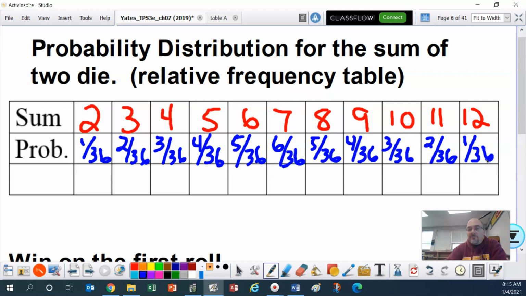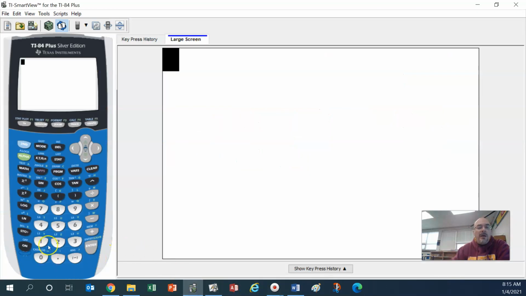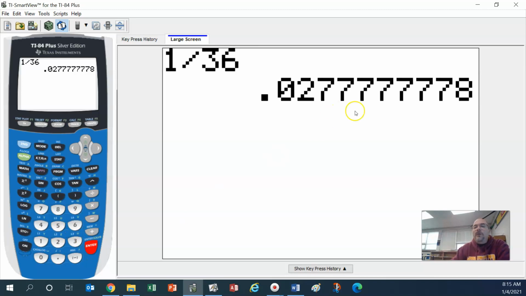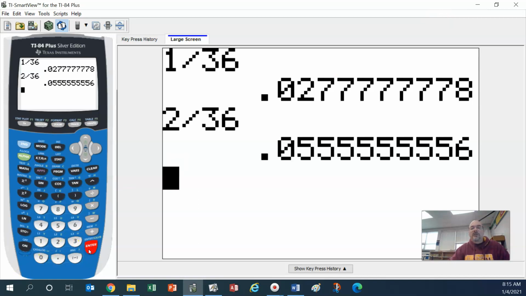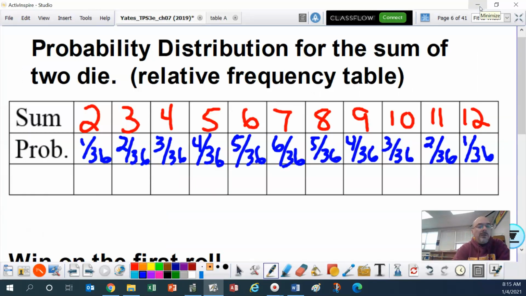Okay, now that's the fraction form. That's the relative frequency. Now the decimals are a little bit lengthy here. So if I take 1 and divide it by 36, I'm going to get this big old long decimal. Well, I'm going to round all of these to three decimal places, and I'm going to use my rounding rules. All right, so this is going to be, let's switch colors here.